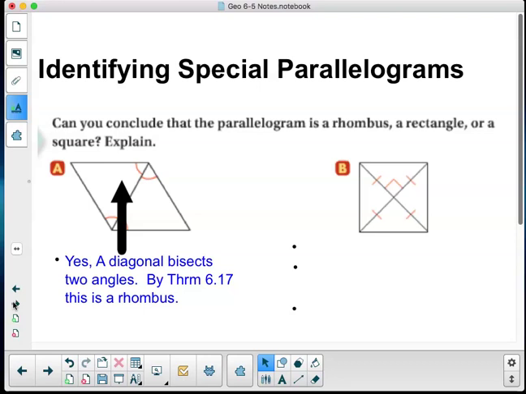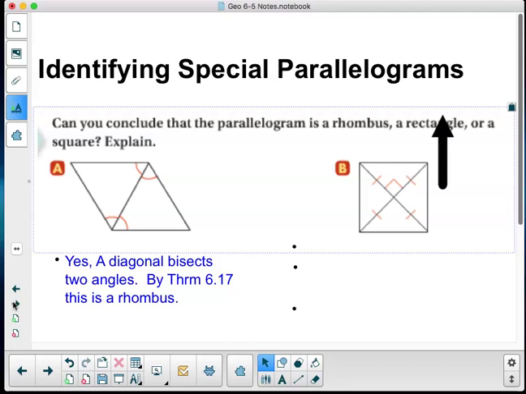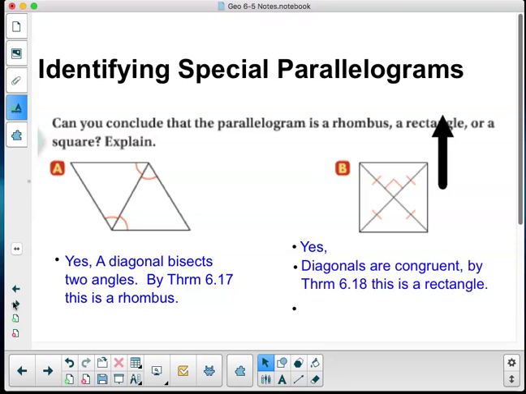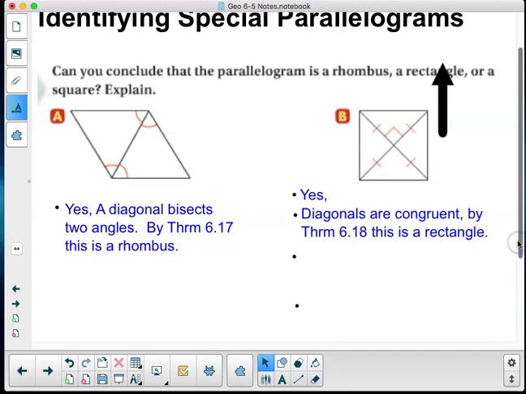This is a rhombus. Now, over here, I've got diagonals that are bisecting each other. That's pretty much what a parallelogram does, but notice that they're the same size, so these diagonals are the same length, and they're perpendicular. So can I prove this is a rhombus, rectangle, or a square? Yes. The diagonals are congruent, so by Theorem 6.18, this is a rectangle.